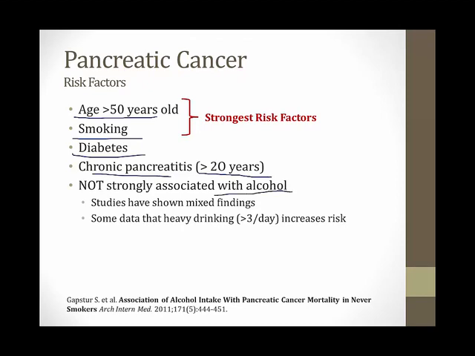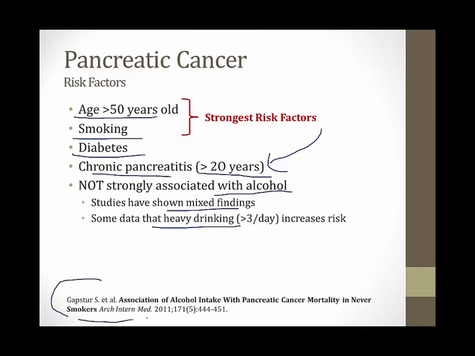You might think because alcohol can cause acute pancreatitis that alcoholics would have high rates of pancreatic cancer. That is not necessarily true unless they first develop chronic pancreatitis. Alcoholics who don't develop chronic pancreatitis, it's unclear whether they are at a high risk of pancreatic cancer. The studies have shown mixed findings. There are some data that say that heavy drinking, more than 3 drinks a day, increases risk.